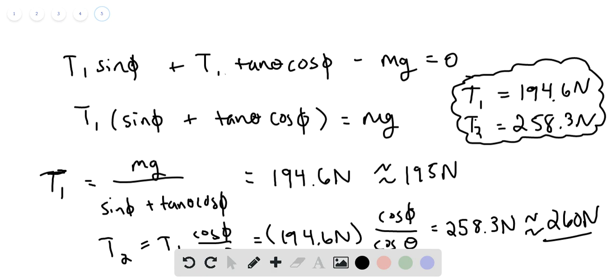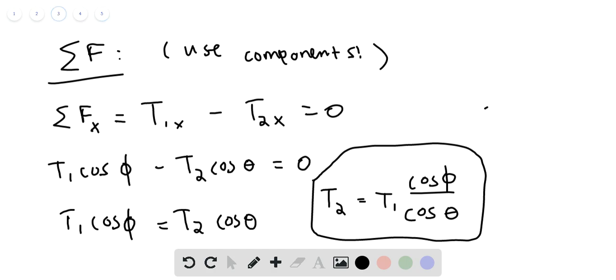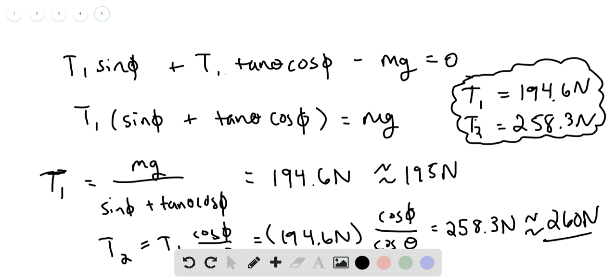Then you can just plug that number into the original equation from page 3, because, like I said, this is just a number. Since we just found T1 to be 195, we can just multiply them and find T2, which turns out to be about 260.